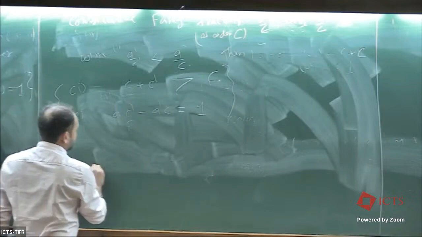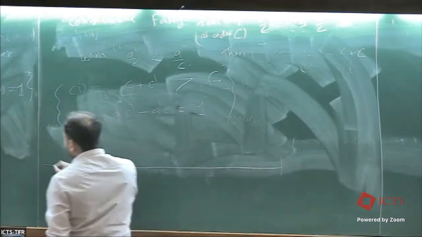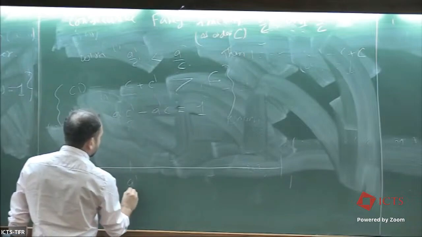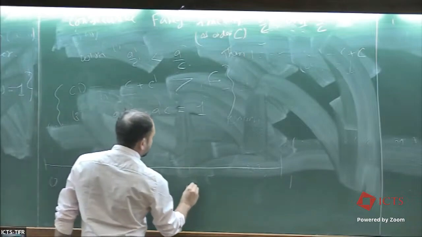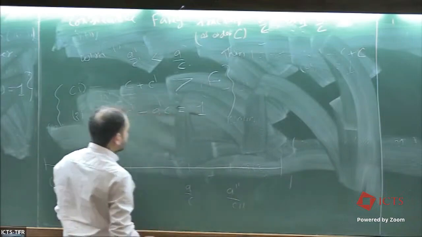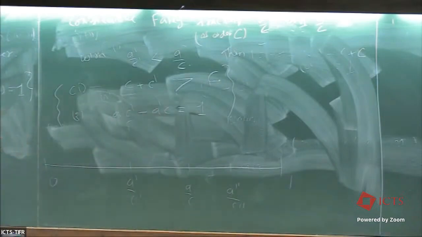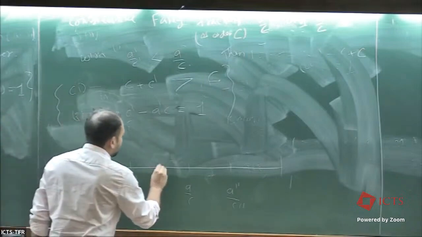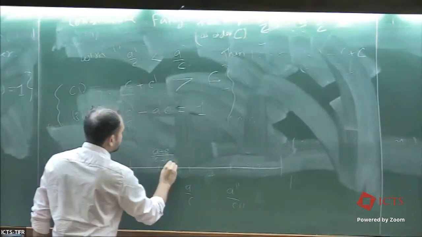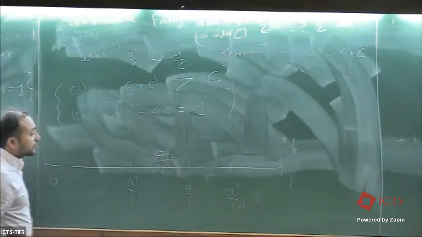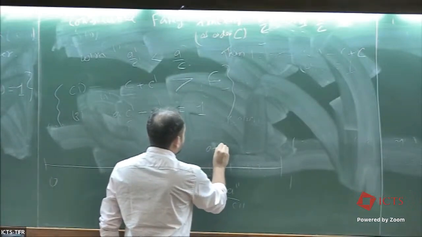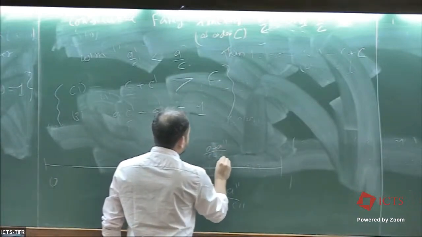Now we have the open interval 0 to 1 and fractions A prime by C prime, A by C and A double prime by C double prime. Then we define the median point: this point is A plus A prime divided by C plus C prime, and this median will be A plus A double prime divided by C plus C double prime.